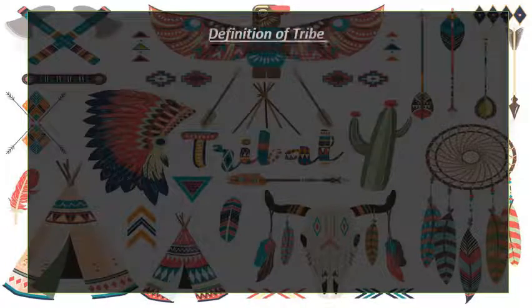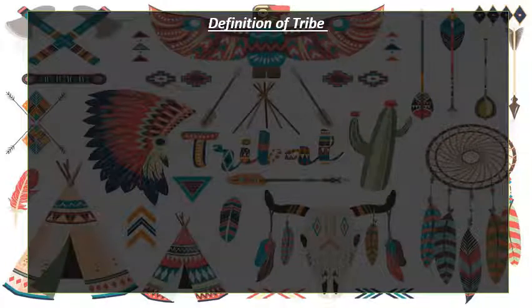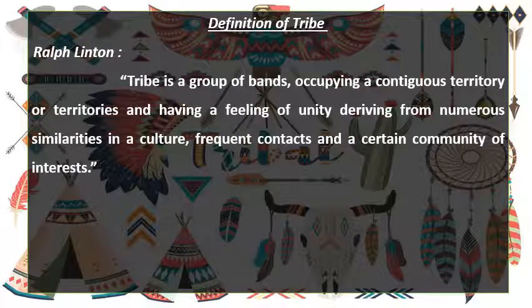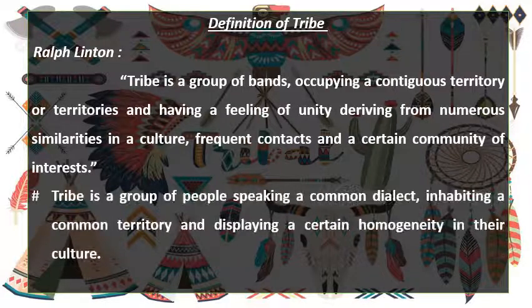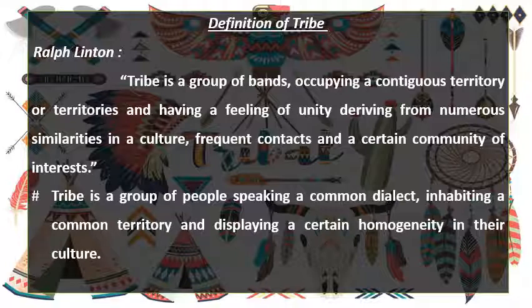First, we will see the definition and meaning of tribe. Ralph Linton defined tribe as: tribe is a group of bands occupying a contiguous territory or territories and having a feeling of unity deriving from numerous similarities in a culture, frequent contacts, and a certain community of interest. In simpler words, we can say tribe is a group of people speaking a common dialect. What is a dialect? Dialect is a language which does not have a script or written literature.